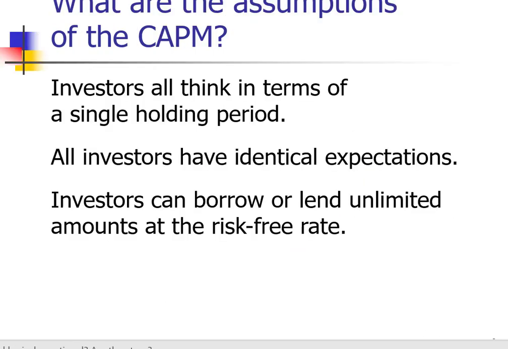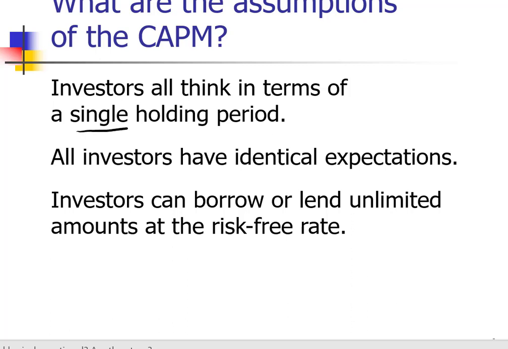So we're talking about this theory called the capital asset pricing model. We've previously talked about something called the security market line. That's a formula that comes from CAPM. But we never really have mentioned any of the assumptions of the capital asset pricing model. There are three primary ones we need to think about.